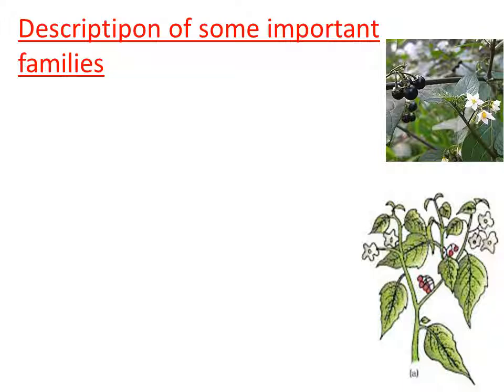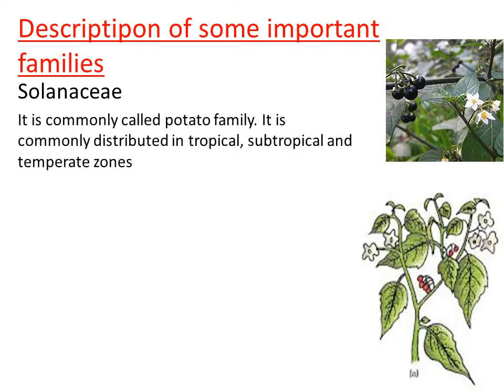One of the important angiospermic families we are going to study is the Solanaceae family. This family is also called the potato family. This is one of the common names we use for the Solanaceae family. The plants belonging to this family are distributed in tropical, subtropical and temperate zones. There are different plants in this particular family, so they are distributed in different geographical regions. In tropical, subtropical and temperate regions we can see different species of the Solanaceae family.